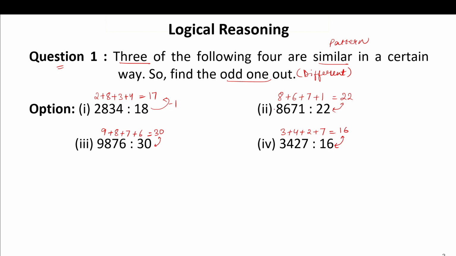So I can see in option number 2, 3 and 4, we are getting this digit as the sum of these digits. Sum of these digits is equal to this number. But over here in option number 1, that is not the case. Therefore, option number 1 will be the correct answer. This will be the odd one out.